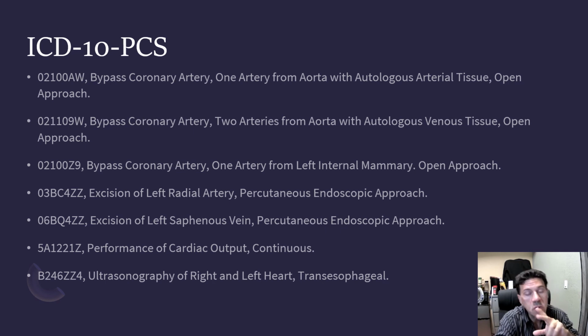Now the harvesting, we have to code each harvesting separately. The left radial artery was harvested endoscopically. We had to code it, and the saphenous vein was also harvested endoscopically. So we had to code those two harvests, right? Radial, saphenous. We have the codes right here. Now the cardiopulmonary bypass, we have to code it separately, and then they performed a TEE. I coded the TEE too.